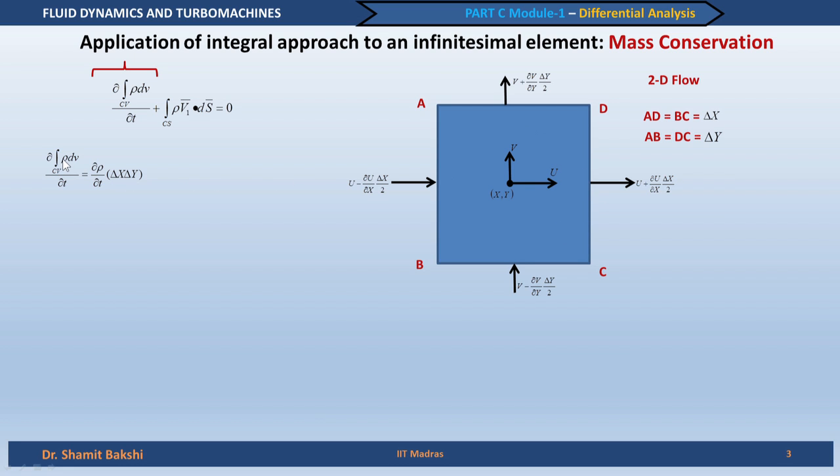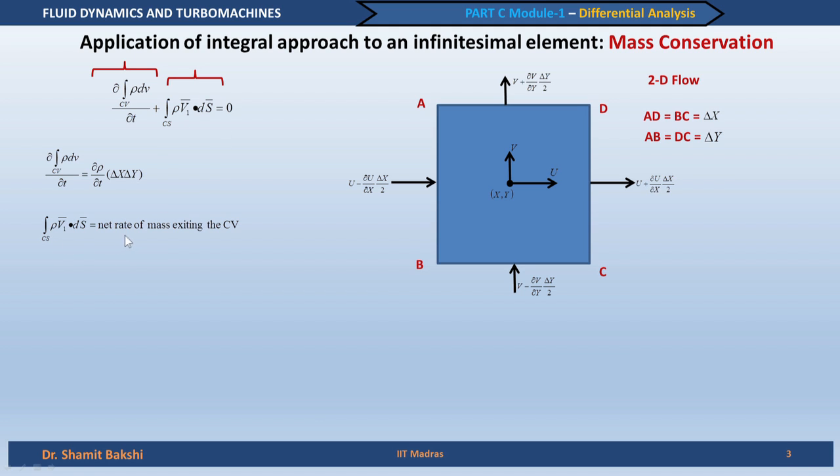So, if you assume that, then you can take rho out of this integral sign, and you can integrate over volume. If you integrate dV over the entire volume, you get the total volume, which is del x into del y. So, the first one comes out to be del rho by del t into del x into del y. So, this is quite easy to understand. Let us see the next part. The next part is this part.